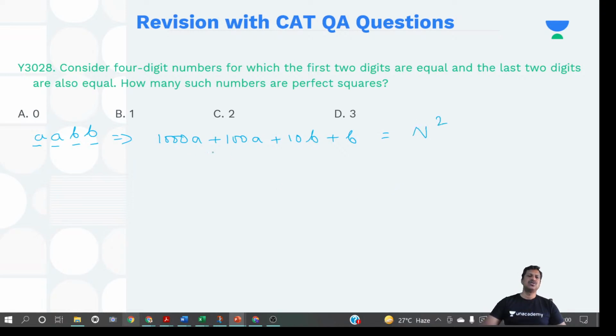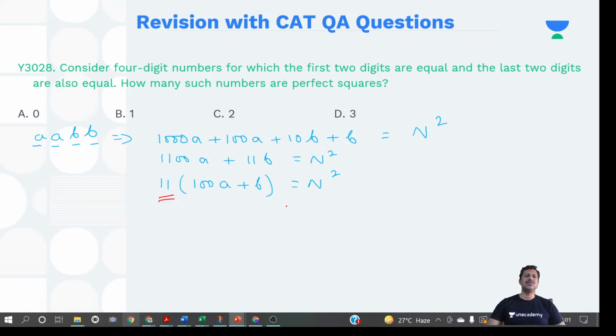So n square. If you come this side, it will be 1100A plus 11B equal to n square. If I take 11 common, it comes out to be 11 into (100A plus B) equal to n square. So one thing is pretty sure: n should have 11, because 11 into something is n square. So that means the number should be a multiple of 11.